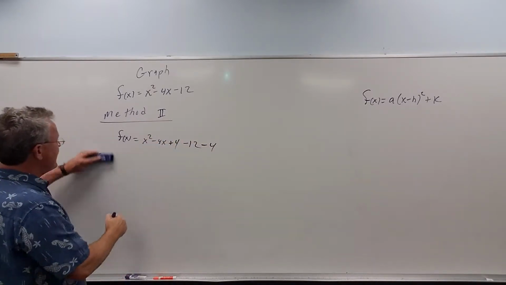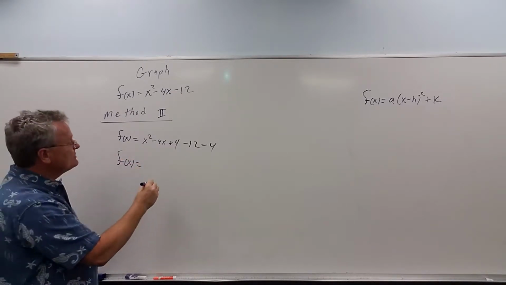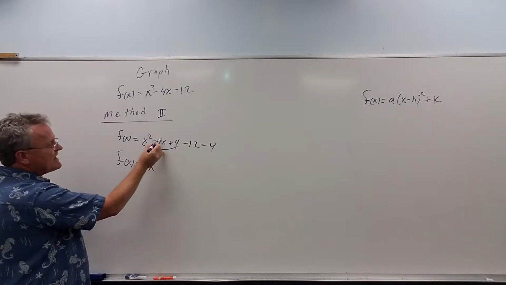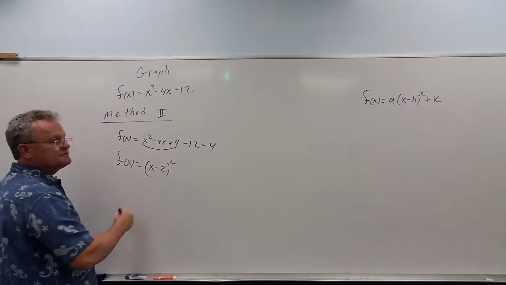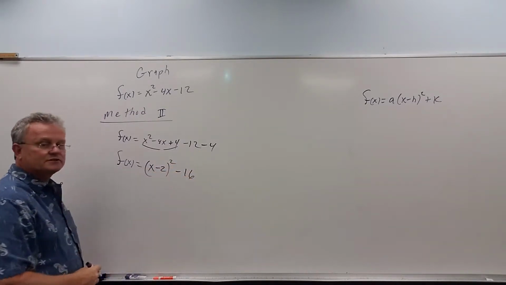All right, so now what is this f of x equal to? Well, as we learned in earlier videos, this always factors to x plus half of this number, which is negative 2. It's going to factor to that. This adds up to a minus 16.